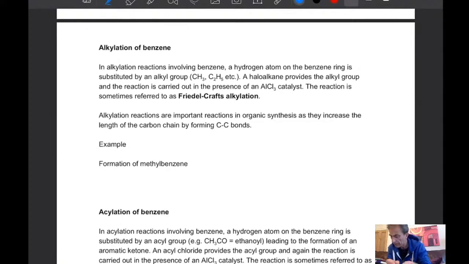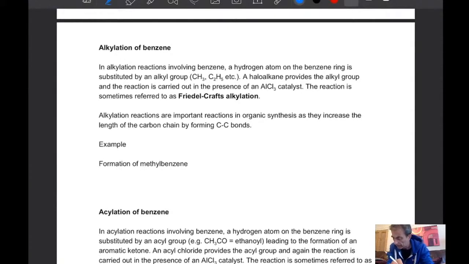So I'll just read through the introduction. In alkylation reactions involving benzene, a hydrogen atom on the benzene ring is substituted by an alkyl group. So what's an alkyl group? It's basically something like a methyl group or an ethyl group. It's just an alkane with a hydrogen missing. A haloalkane provides the alkyl group, and the reaction is carried out in the presence of an AlCl3 catalyst. The reaction is sometimes referred to as Friedel-Crafts alkylation because of the names of the two chemists who came up with this process. So they got their name put to the reaction.